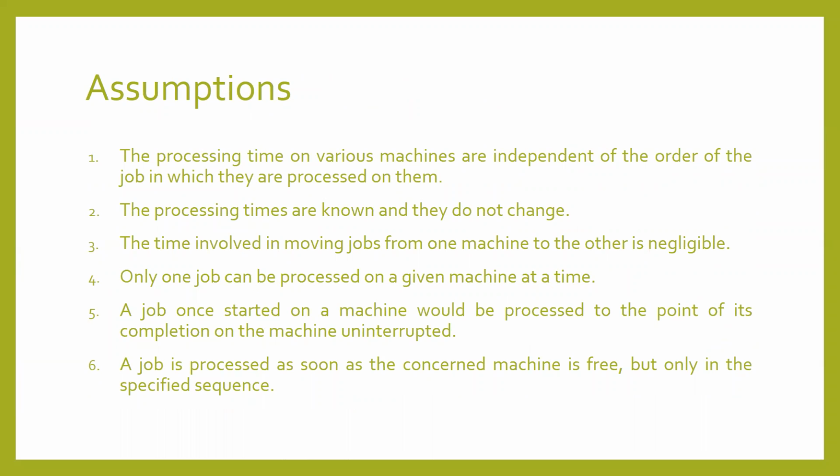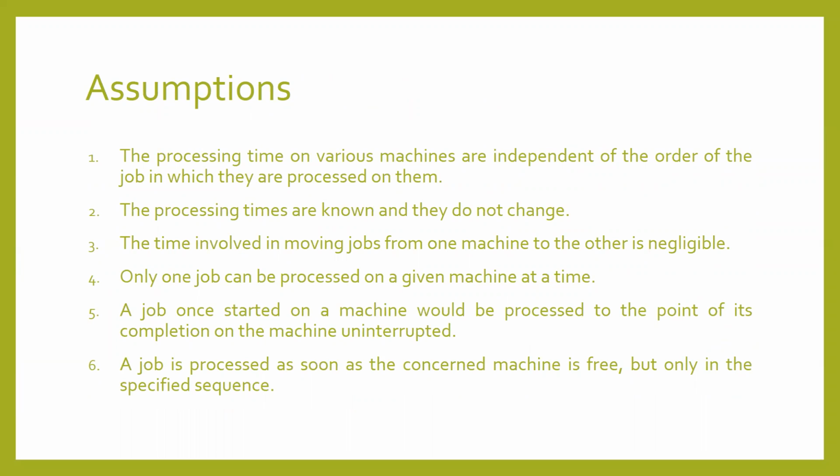That's the other assumption. And the time involved in moving jobs from one machine to the other is negligible. That means we are considering that to be a zero value. So moving from one machine to another is considered zero. Please remember the time between the movement from one machine to another. Now, only one job can be processed on a given machine at a time.